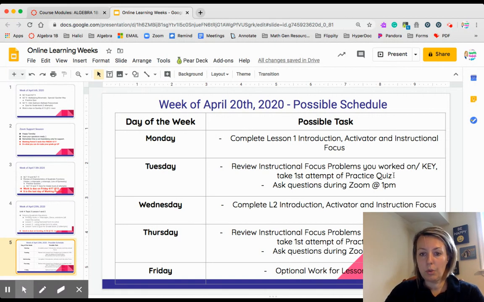Let's say you didn't do so well on it. You can pop into the Zoom session at 1 o'clock. Right after that, or during that session, you could use it as a work session. You can take your second attempt. Then on Wednesday, you could move on to lesson 2. Same thing: introduction, the activator, and instructional focus. And then on Thursday, same thing again. You can review and take your first attempt for the practice quiz. If you didn't do well again, you could ask any questions. If you did great, you don't have to join Zoom, but remember, it's always an option to come in.